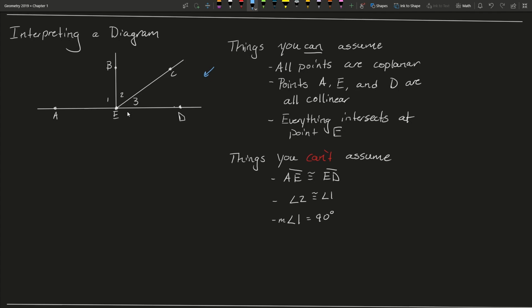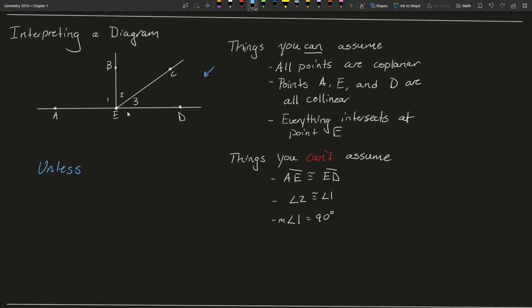However, you cannot assume that segment AE is congruent to AD. You cannot assume that angle 2 is congruent to angle 1. And you cannot assume that the measure of angle 1 is 90 degrees. You can only assume these things if they are marked.